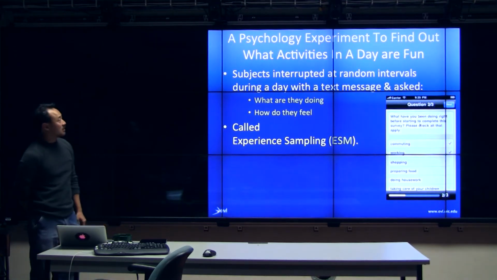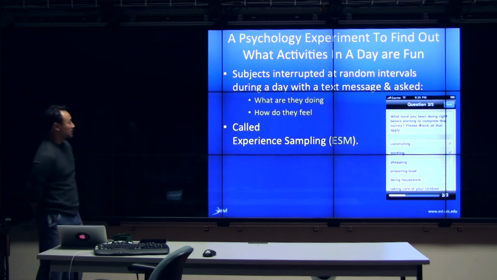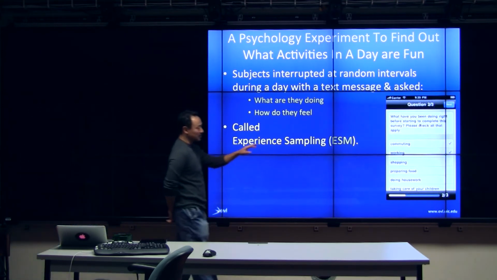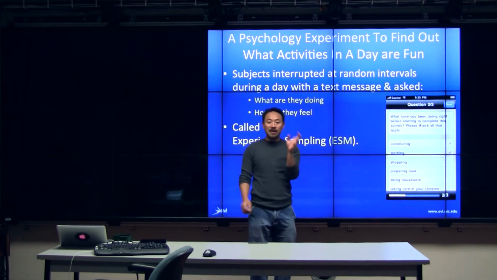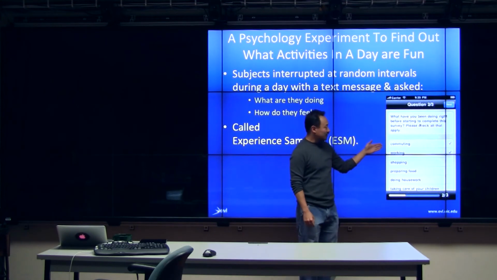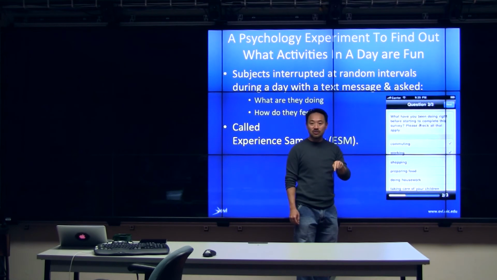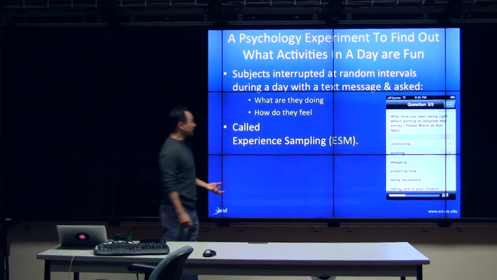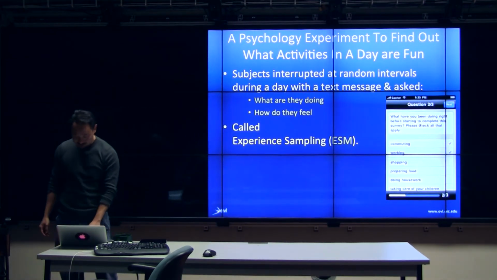Okay? So they did a psychology experiment to find out what activities in the day are fun. They basically use experience sampling, which means every now and then your iPhone will pop up a memo and say, answer the survey. What are you doing right now? And you check off the list. And then they'll ask you, are you having fun? So they can start to correlate the things you're doing with your state of mind. Are you happy? Are you sad? Are you angry? And so forth. Okay? So how do you feel?